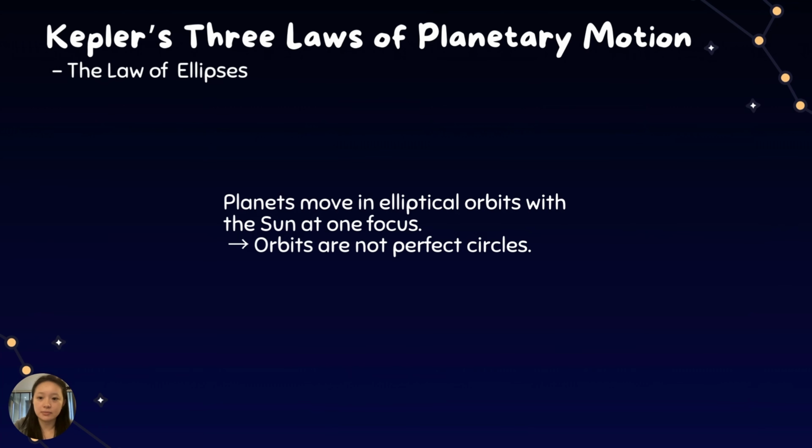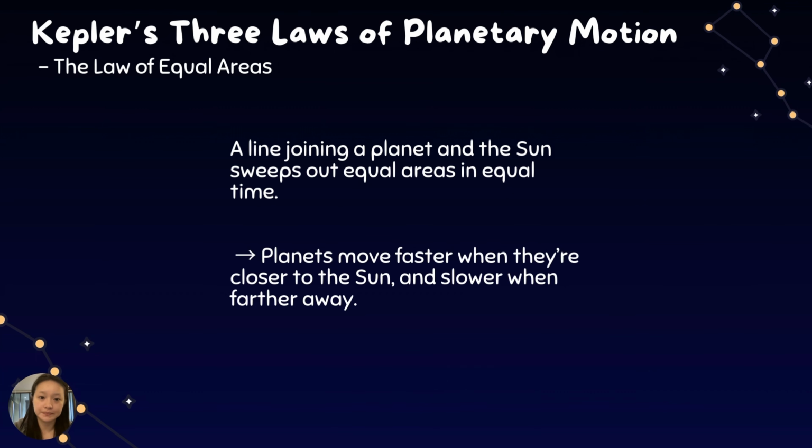So, let's explain the first law. The first law tells us that planets orbit in ellipses, not perfect circles. The Sun is located at one focus of the ellipse, not in the center. This explains why the distance between a planet and the Sun changes as it orbits.